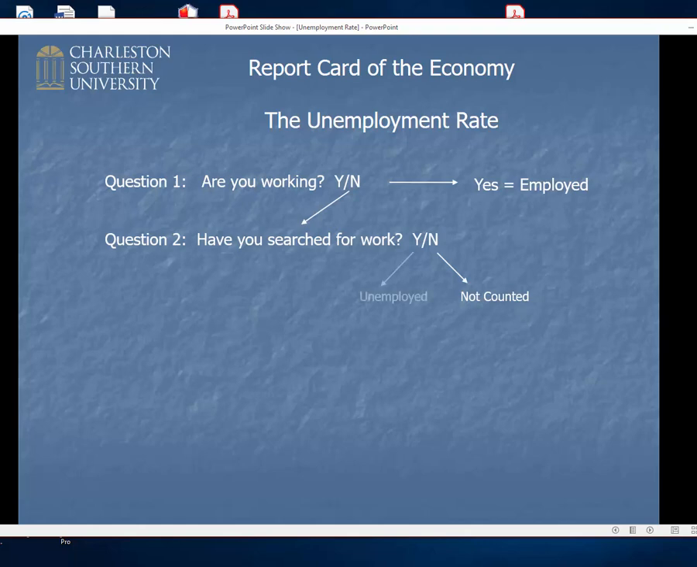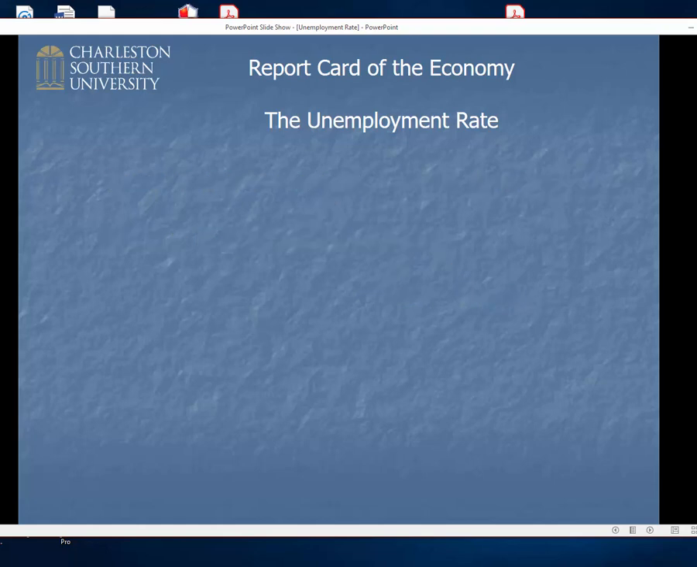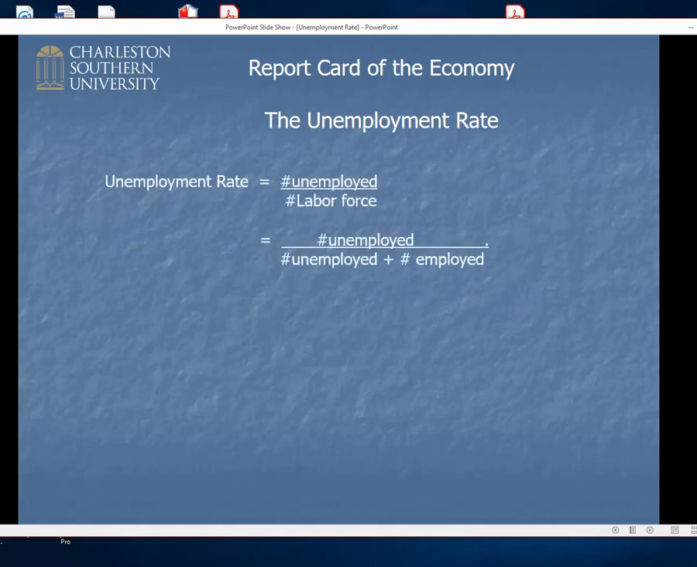If you answer yes, that you have searched for work, then you are unemployed. So that's how they get the numbers, from this very, very simple survey. Now you would think that's really straightforward, but it generates a couple of problems, and I've made a list of them here.